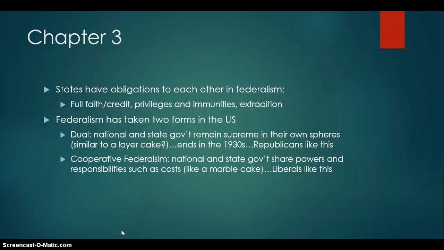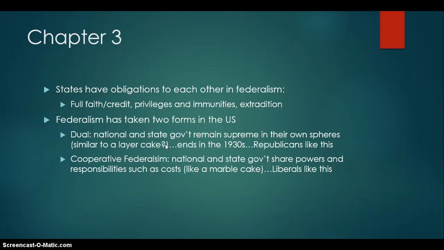Moving on now, federalism takes two forms in the United States. The first form, which it took up until the 1930s, is something called dual federalism, in which the national and the state governments remain separate but supreme in their own sphere. So there's no crossover, no real working with each other. It's similar to a layer cake, and I put a question mark here because I don't really eat cakes, so I don't really know. But I imagine a cake that's layered. You have the vanilla being the national government, the chocolate being the state, and they really don't mix at all.